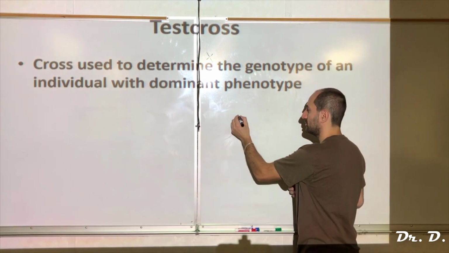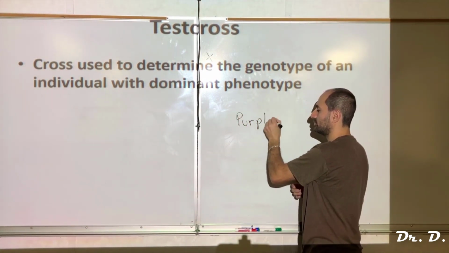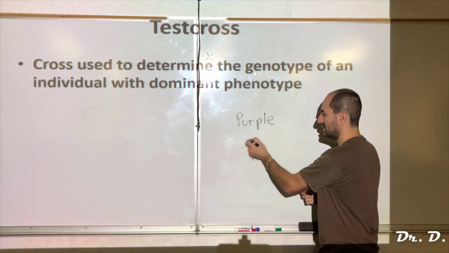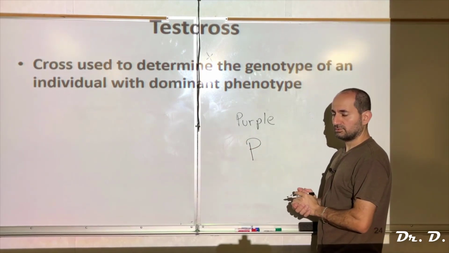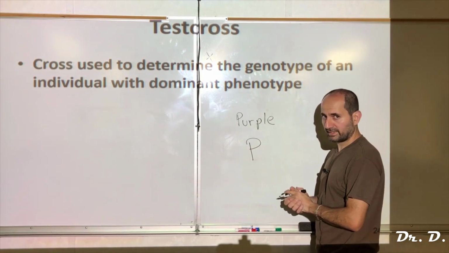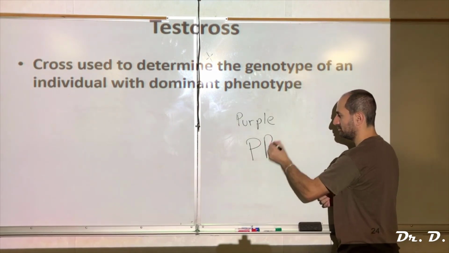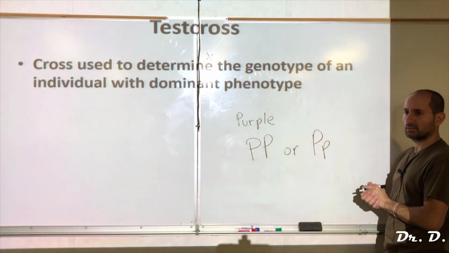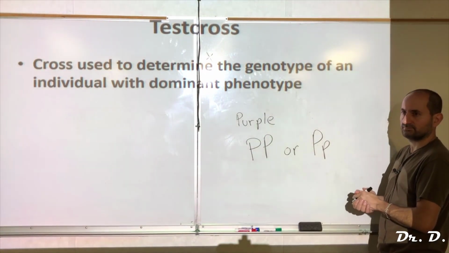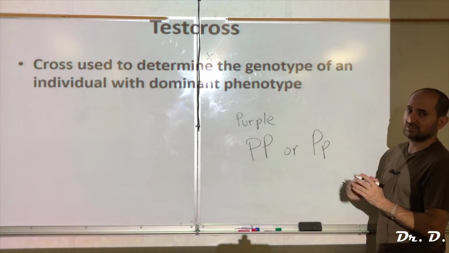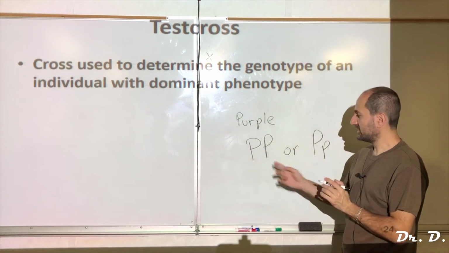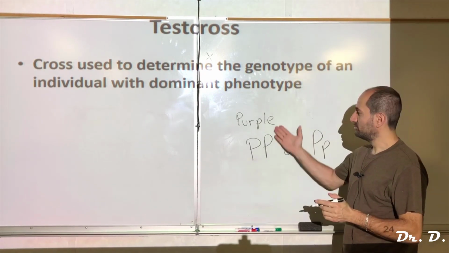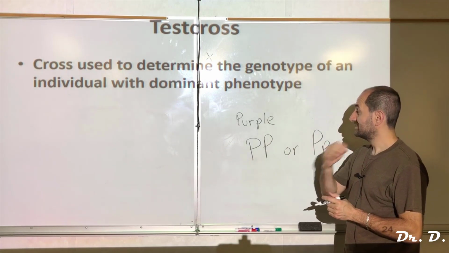Again, I gave you a purple flower plant. All you know is that purple is the dominant allele. Well, do you know the genotype of that purple flower plant I just handed you? Do you know if it's big P, big P, or big P, little p? Do you know for sure? You don't know. That's when you do a test cross. A test cross is done to figure out the genotype when you don't know the genotype, but you know the phenotype. The phenotype is the dominant phenotype.